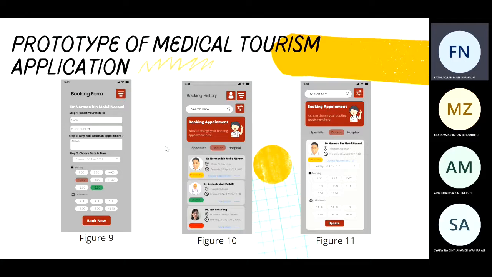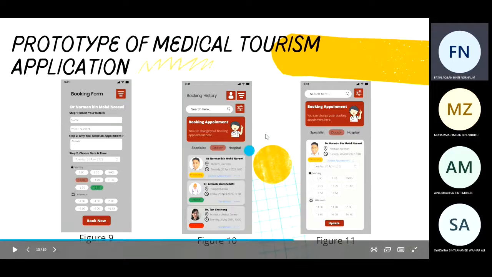And then next, figure 10 is display about booking history. So the user can see their booking history that they have made. For the example at figure 10, this is a booking history for doctor. In booking history, we can see the status of booking, which is processing for yellow color, attend for green color, and not attend for red color.